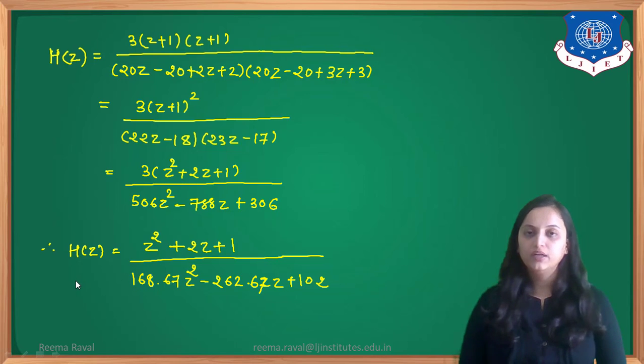So the final answer over here will become H(z) equals (z square plus 2z plus 1) divided by (168.67z square minus 262.67z plus 102). This is the final answer for H(z), that means the function of the filter using this BLT method.